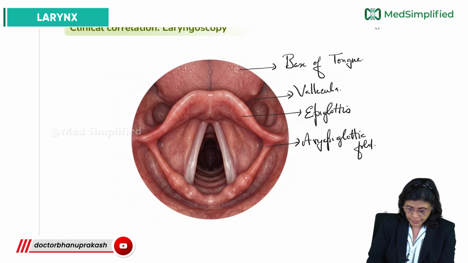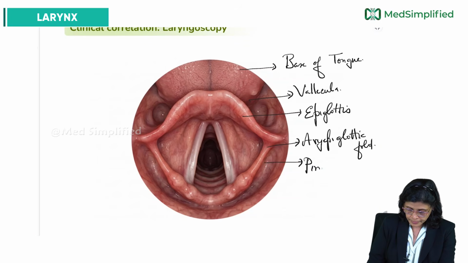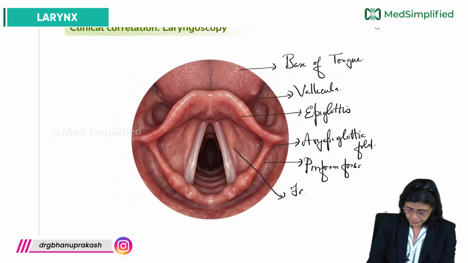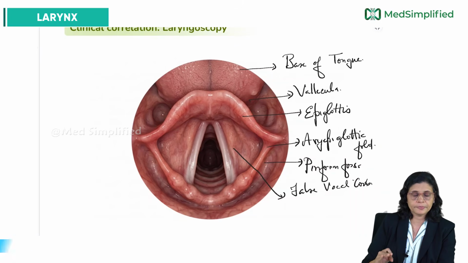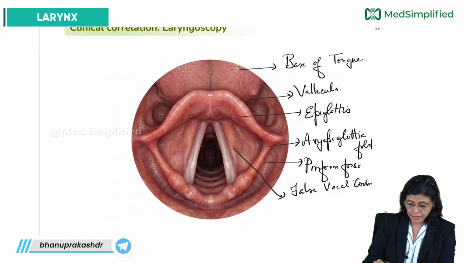Then we have the piriform fossa. Here we see the piriform fossa. Then these are the false vocal cords. They will be more reddish because of the mucous membrane there, whereas the true vocal cords will be pearly white, glistening.